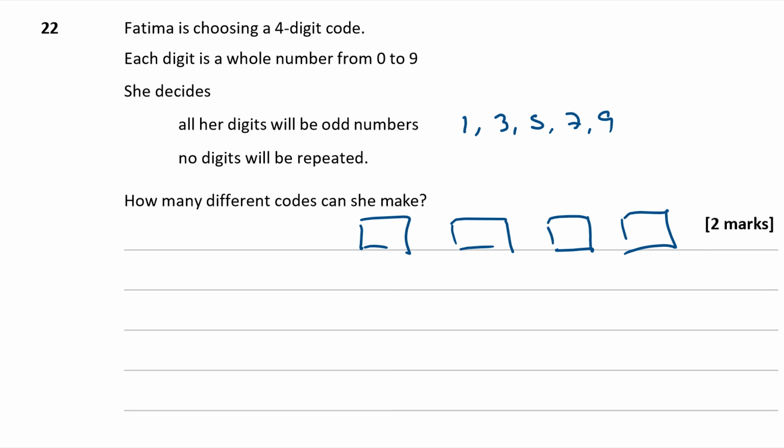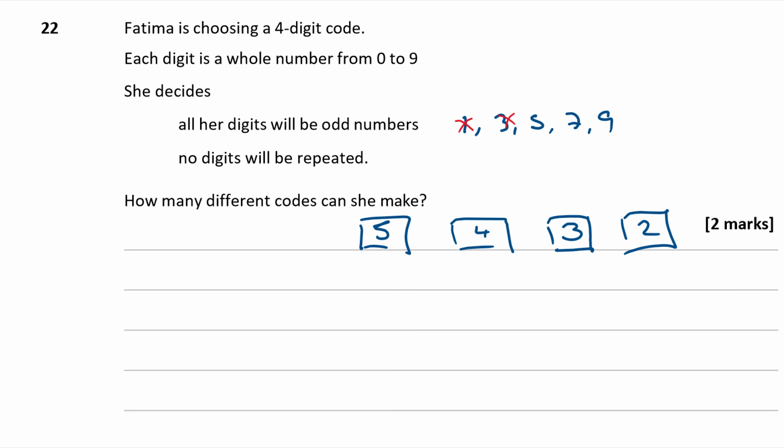So for the first box, I've got 5 choices. I can have 1, 3, 5, 7, or 9. But for the second one, let's say I chose 1, then I've only got 4 left to pick from for the next box. So I'm going to have 4 choices for my second box. Now let's say I chose 3, then I'd only have 3 left for my third choice. And similarly I'd only have 2 left for my last choice.